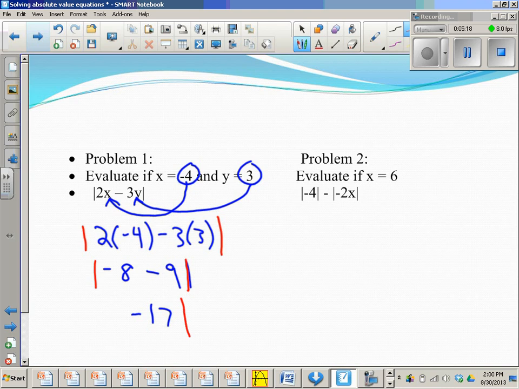Drop down our bars. What kind of number do we have inside the absolute value? Negative number. So when we have a negative number, we do the opposite of negative 17, which is positive 17. Let's go over to number 2. First step is substitute.